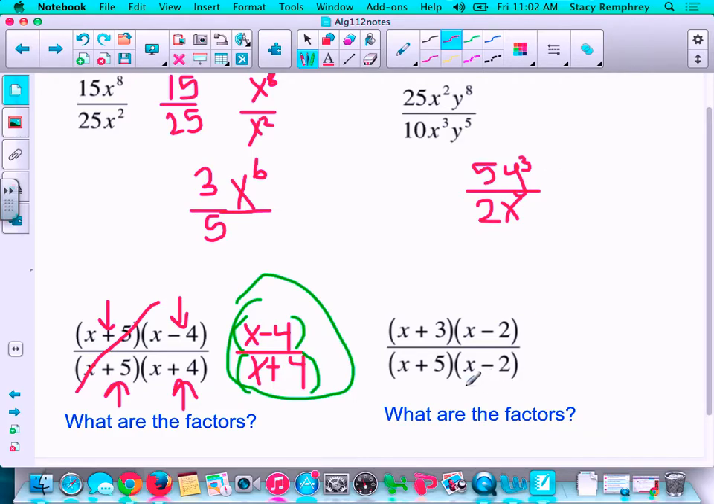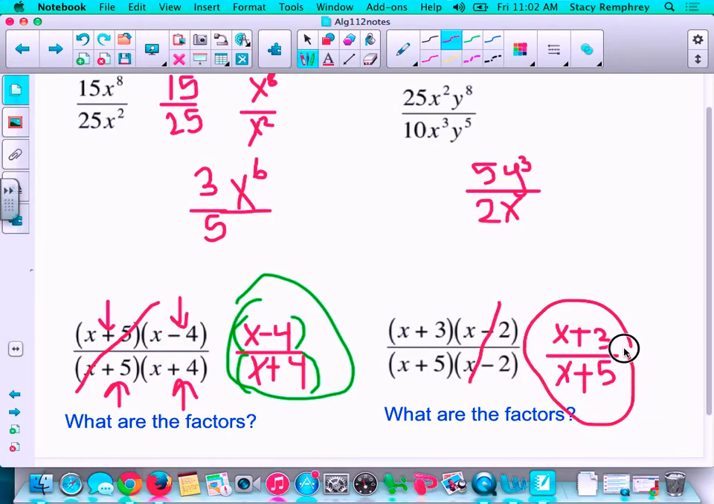And down here, I look for the common factors, what's being multiplied, and I'm left with x plus 3 over x plus 5. This is my final answer. And again, you can put the parentheses around it if that helps you to remember not to cancel the 3 and 5. This is your final answer.